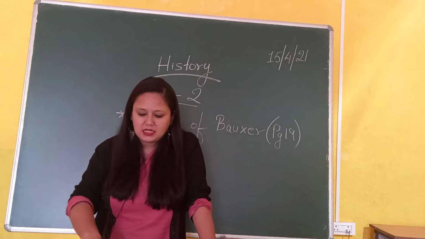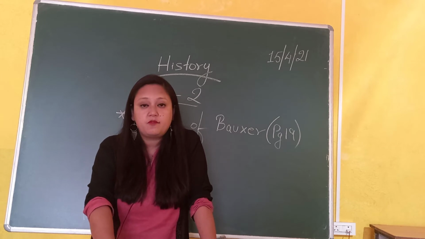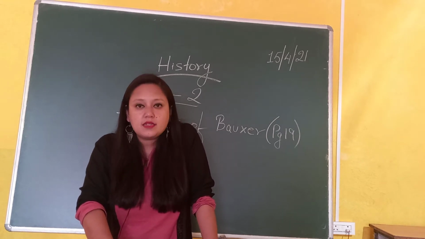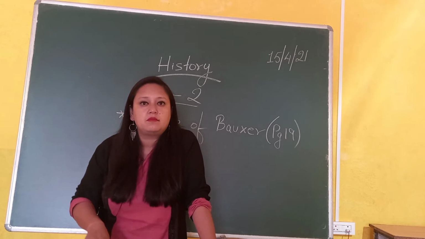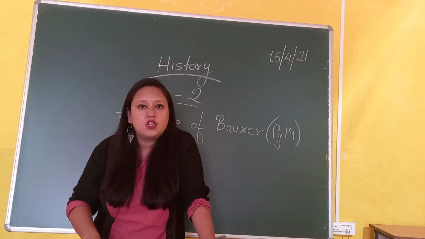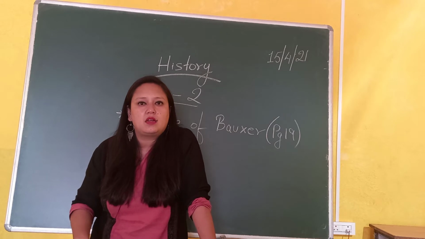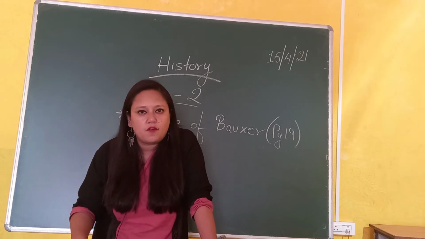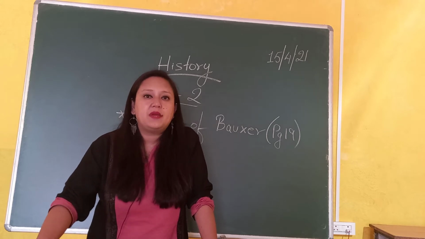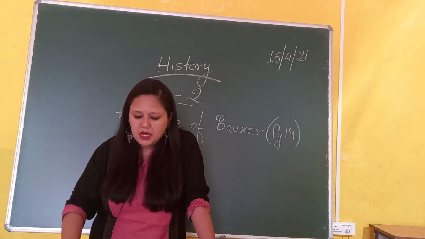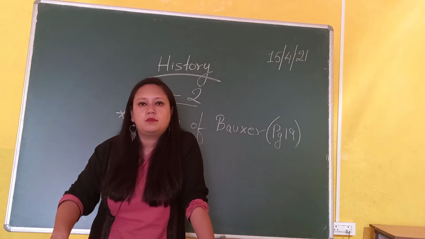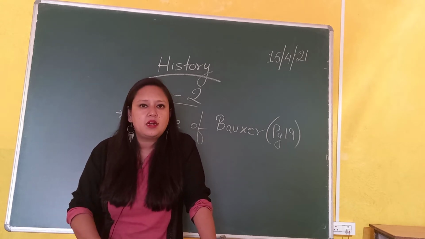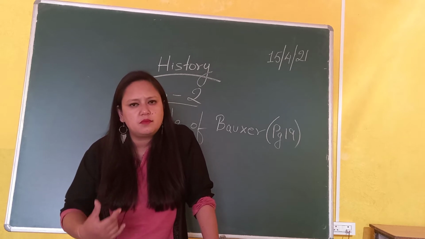Now that battle which they fought is called the Battle of Buxar. It is on page 19, left hand side top, first paragraph. The three rulers, Mir Qasim, Suja-ud-Dawla and Shah Alam II, fought the battle against the Britishers in the year 1764 in a place near Bihar. In that battle also the Britishers won. So this was the second time that Mir Qasim had lost a battle against the Britishers.